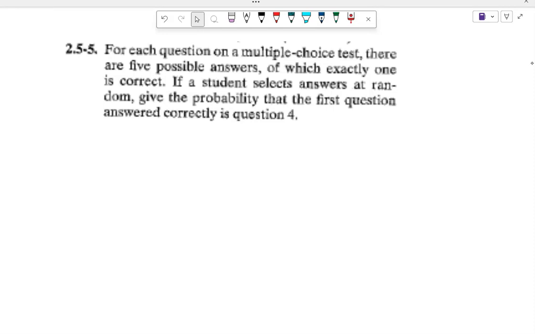This problem says, what's the probability that the first question answered correctly is the fourth question? What type of distribution is this? We've talked about this one. It's geometric, right? Notice that the student's answering randomly, so the probability of success is staying the same every single time. What is the probability of success for this student if they're just answering these questions randomly? 0.2, right? Okay.